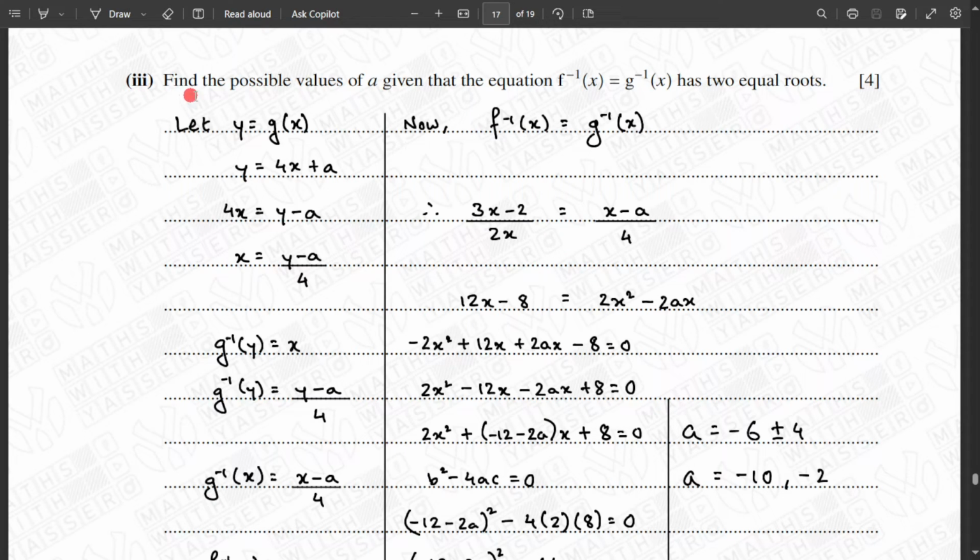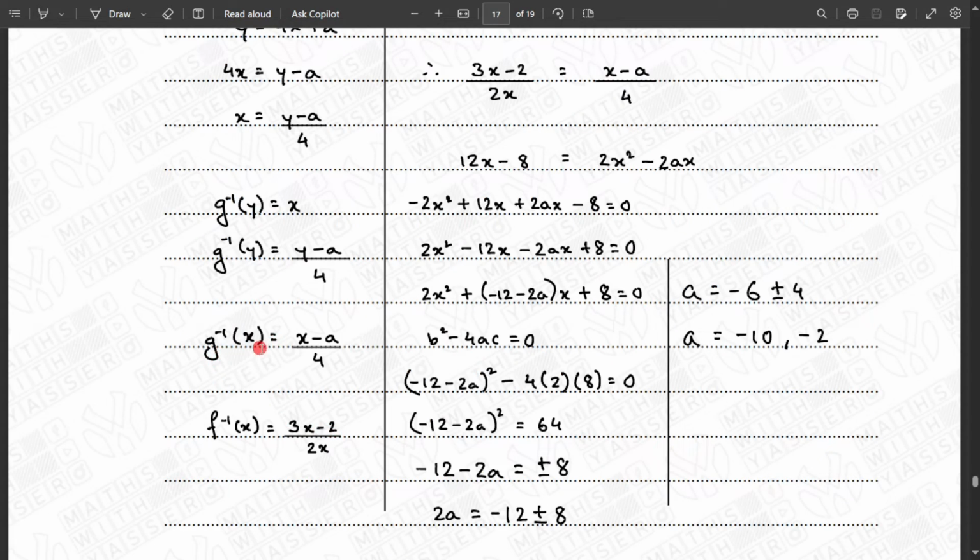In part 3, it says find the possible values of a given that the equation f inverse of x equals g inverse of x has two equal roots. So we have found f inverse of x. Now let's look into g inverse of x. So y is equal to g of x. So y is equal to 4x plus a. Or we can say 4x is equal to y minus a. Therefore x will be (y minus a) over 4. That means g inverse of y is x. So we can say g inverse of y is equal to (y minus a) over 4. Therefore, g inverse of x should be (x minus a) over 4.